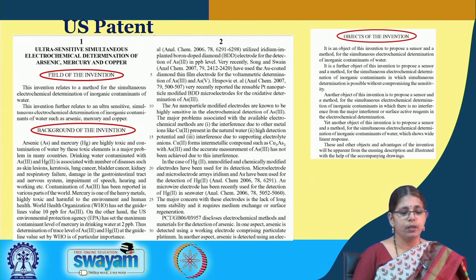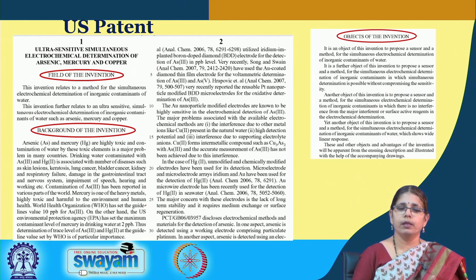So, this is where the field of the invention is, and in the background of the invention they provide a discussion about how arsenic, mercury and copper are usually contaminants, how they are modified, and the details about where the concern lies in terms of their determination. So, while it gives you that layered information in relation to the particular area, at the end of the background of the invention there will be a small set of sentences which tells you the purpose of the invention.